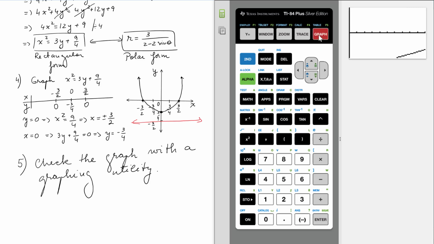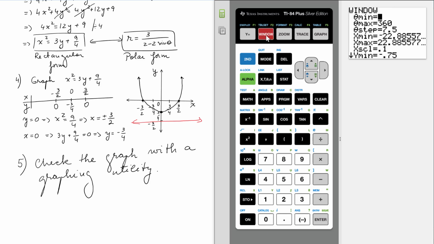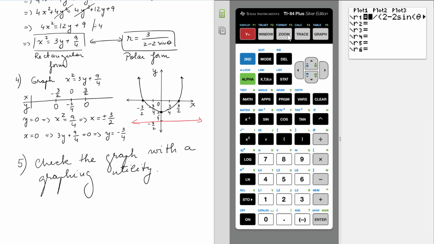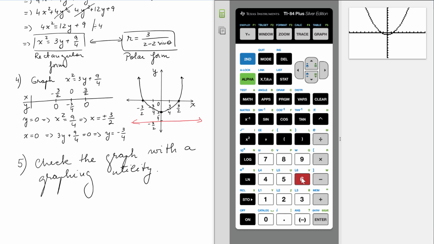Well, we cannot see much of the graph, so I'm going to press zoom 0. I still think we cannot see much, so I'm going to go to window. Actually, let's go to zoom 6, because zoom 0 didn't help us much. But with zoom 6, we can see how the two graphs look similar.